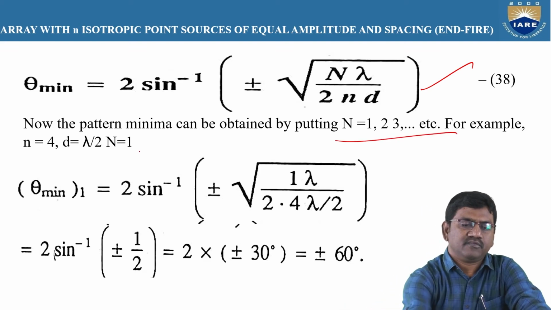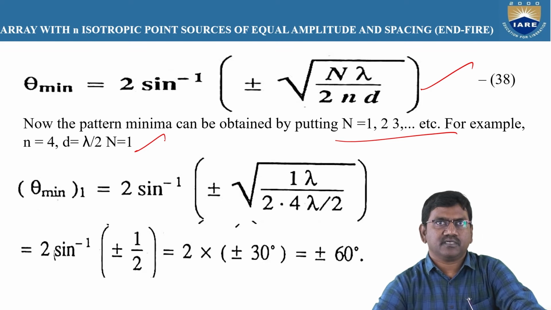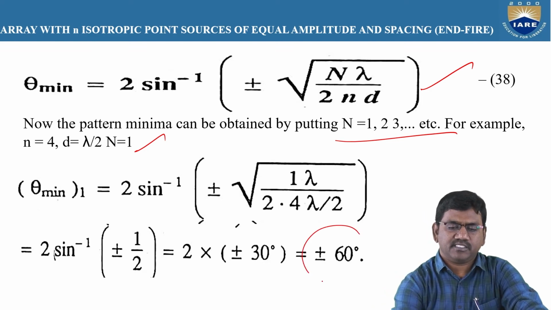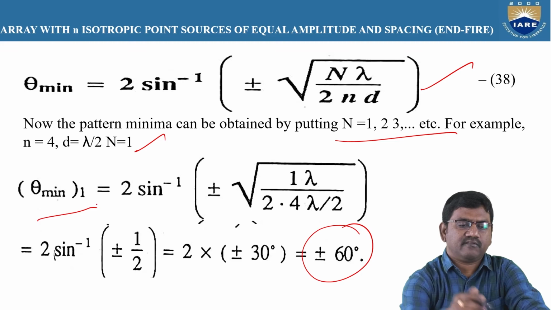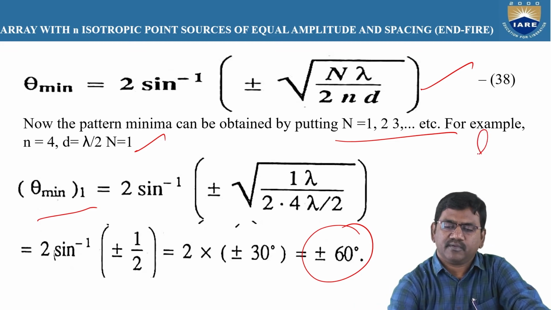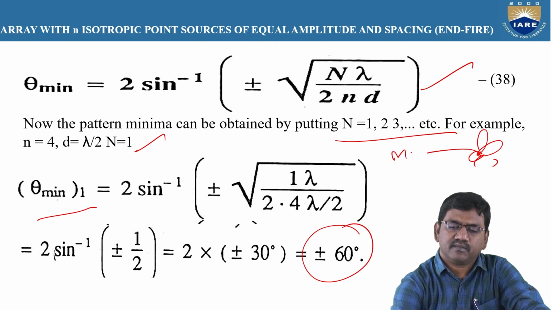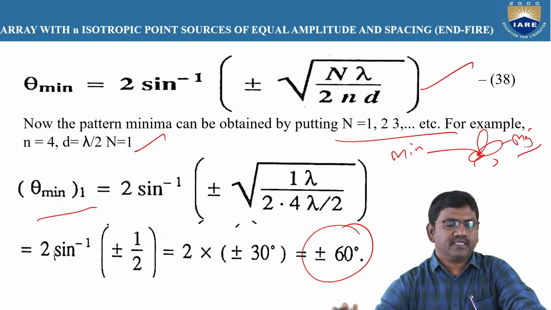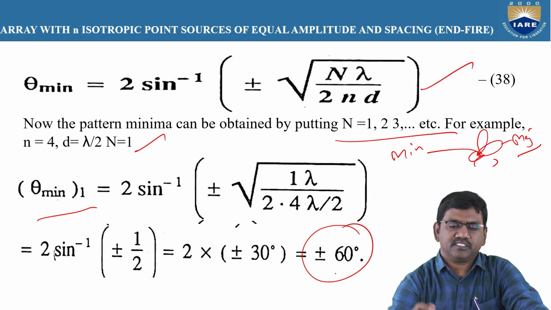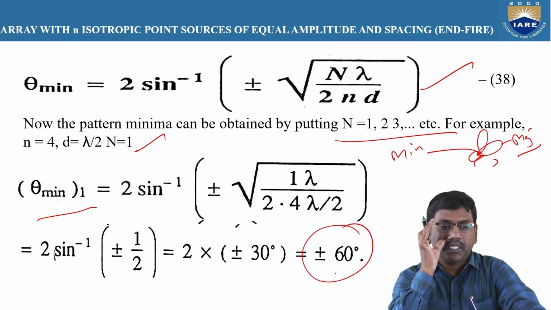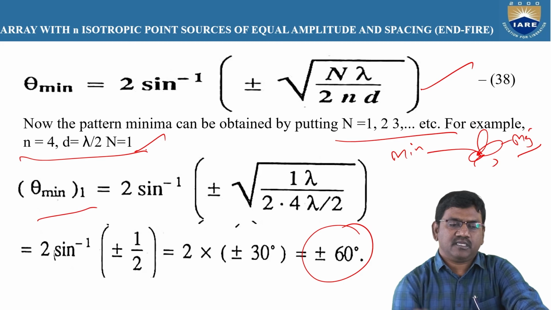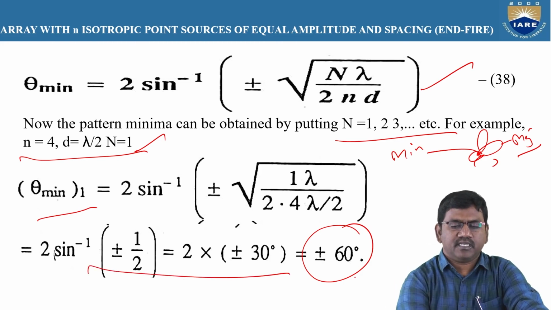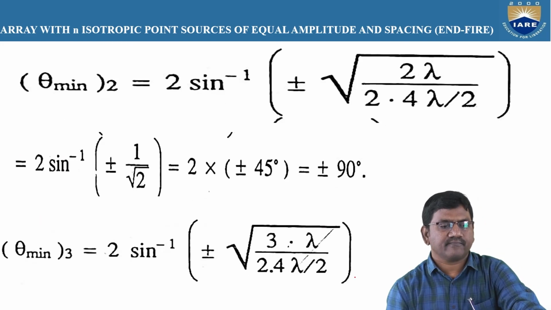For example, if you substitute N is equal to 4, d is equal to lambda by 2 and n is equal to 1, you will get plus or minus 60 degrees. That is theta min 1, the minor lobe minima. This is the minor lobe minima, and this is the major lobe minima. So the minor lobe minima direction is plus or minus 60 degrees when you substitute N is equal to 4, d is equal to lambda by 2, n is equal to 1.